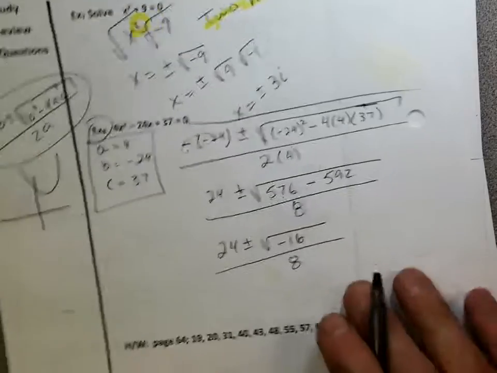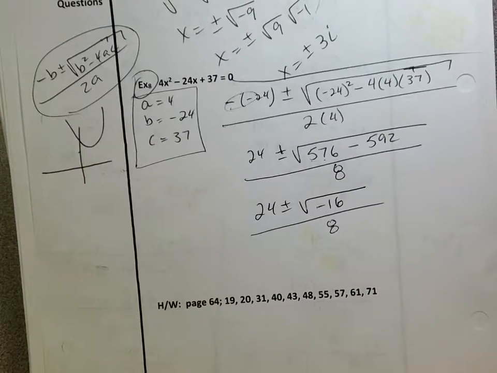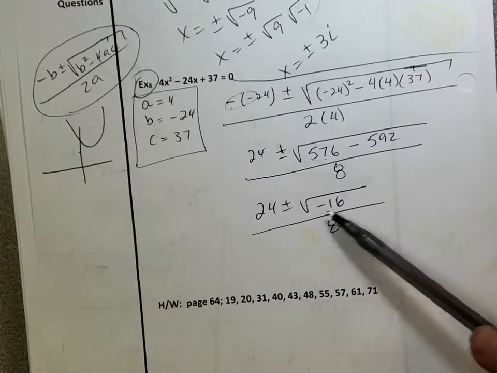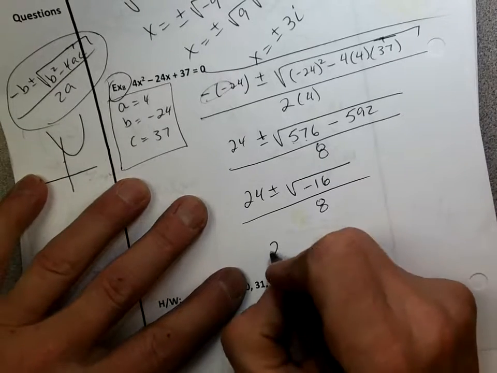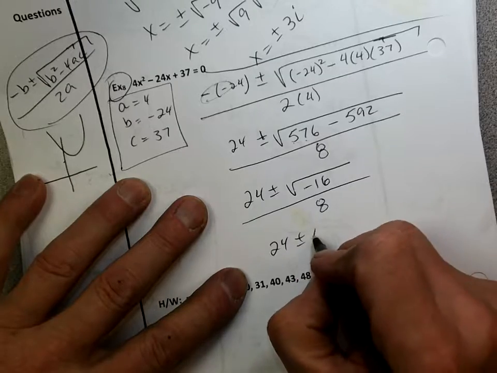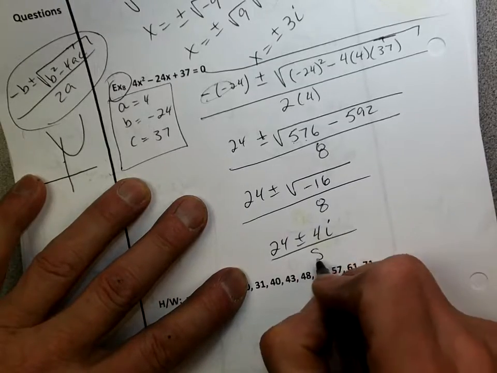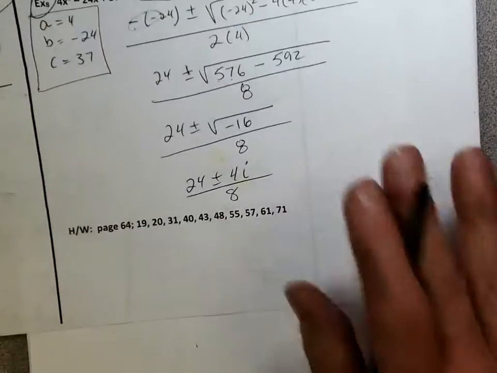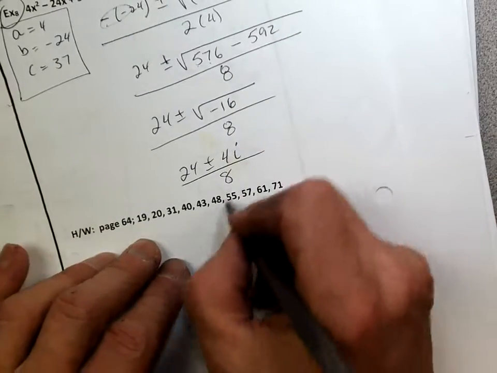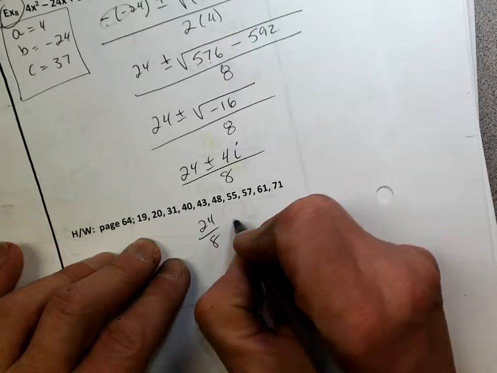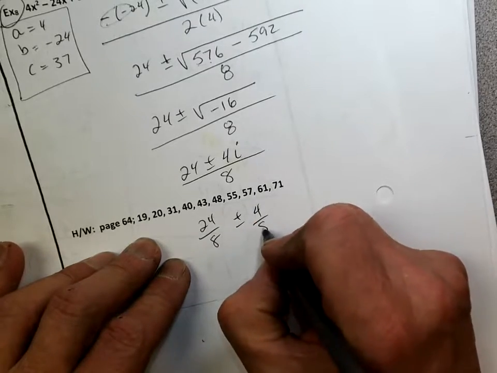All over 8. Now, right off the bat, I already know it's going to be an i answer. It has to be because of the negative 16, right? Take the square root of a negative number, it's imaginary, okay? So what is the square root of 16? 4. And then we're going to have a 4i. You okay with the 4i? So what we're really going to have is 24 plus or minus 4i, over 8, okay? Which would be the same thing as 24 eighths plus or minus 4 eighths i.